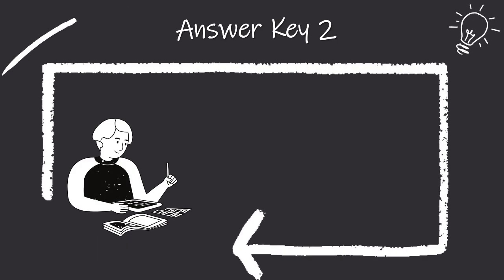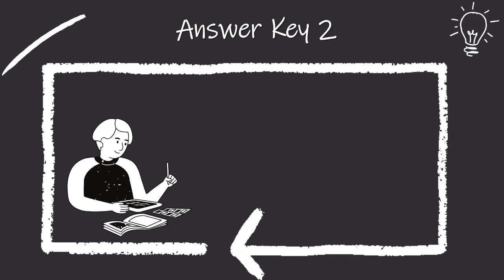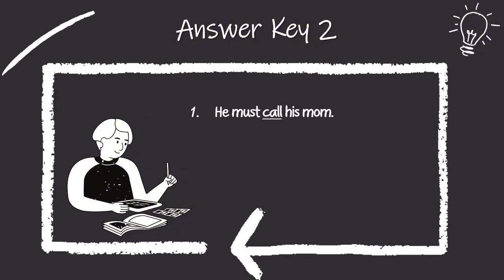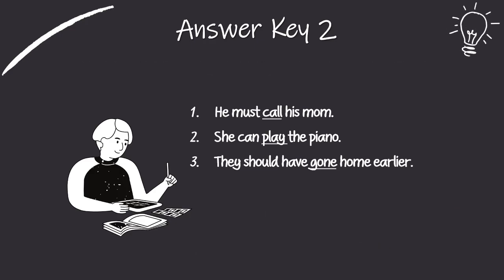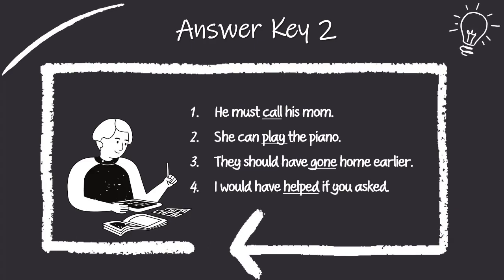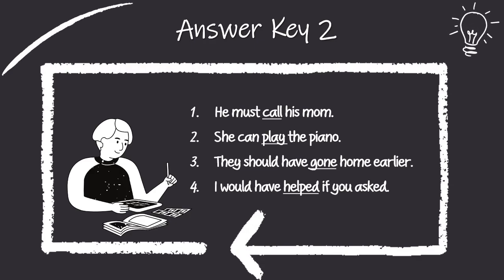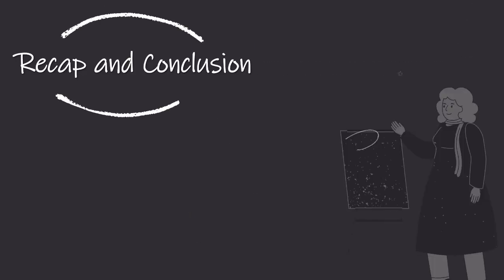Now let's review exercise 2. Here are the corrected sentences. 1. He must call his mom. 2. She can play the piano. 3. They should have gone home earlier. 4. I would have helped if you asked. Did you catch all the errors? Great work! Let's do a quick recap.